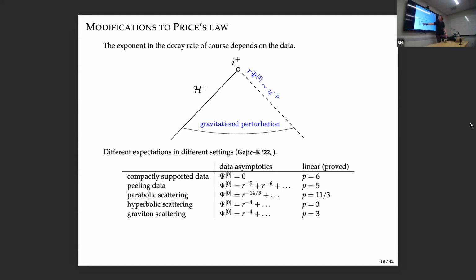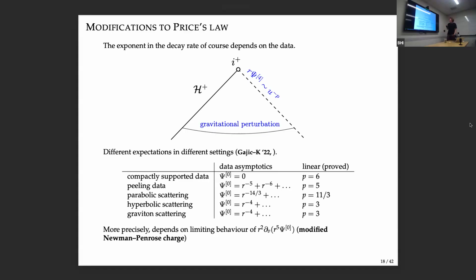So for instance, if you have data that would be informed by a parabolic scattering event in the infinite past, then you would see that C naught decays like r to the minus 14 over 3, which in turn gives a late time decay of u to the minus 11 thirds. It's like 3.7. I also wrote graviton scattering here. I'll return to this later. So this is basically when you have compactly supported ingoing gravitational perturbations into your space. This is what I call graviton scattering.